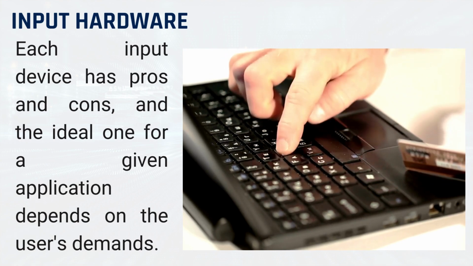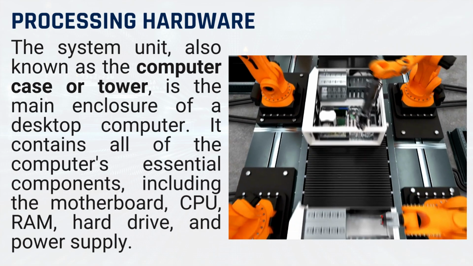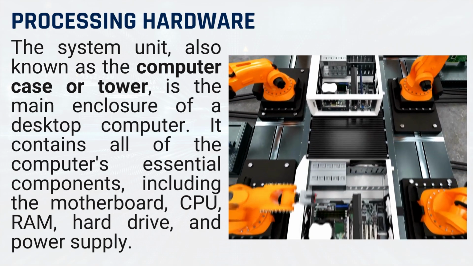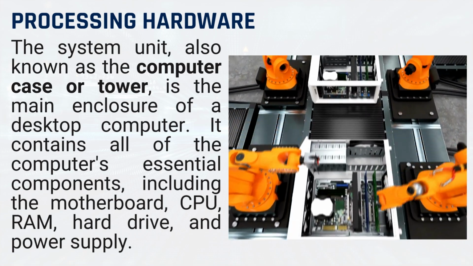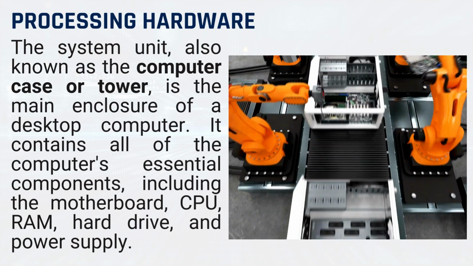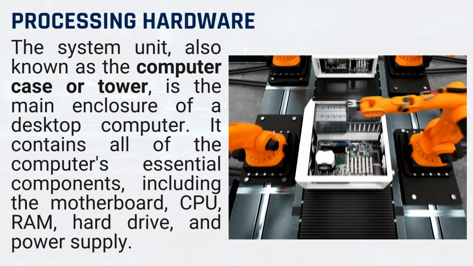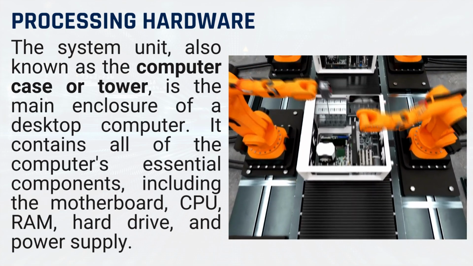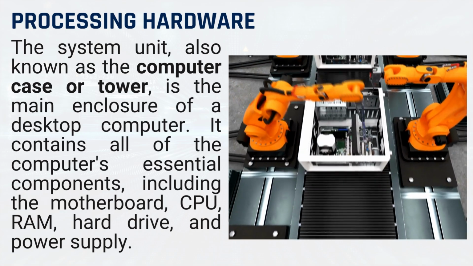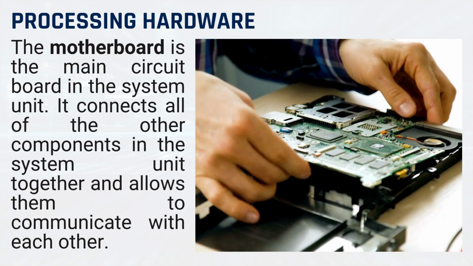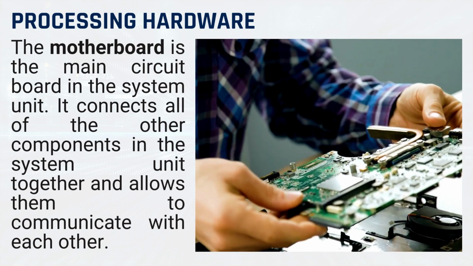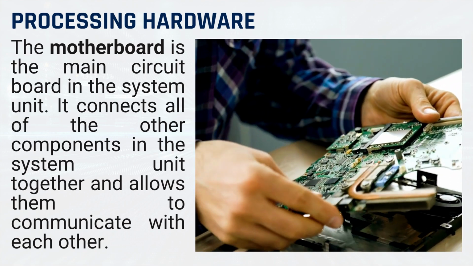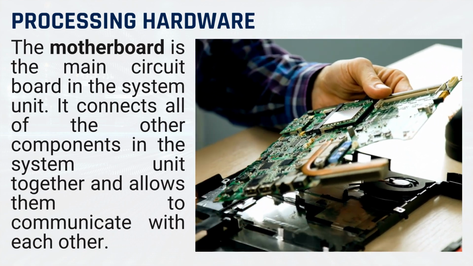The next type of hardware is the processing hardware. It consists of a system unit, also known as the computer case or tower, which is the main enclosure of a desktop computer. It contains all of the computer's essential components, including the motherboard, CPU, RAM, hard drive, and power supply. The motherboard is the main circuit board in the system unit. It connects all of the other components in the system unit together and allows them to communicate with each other.